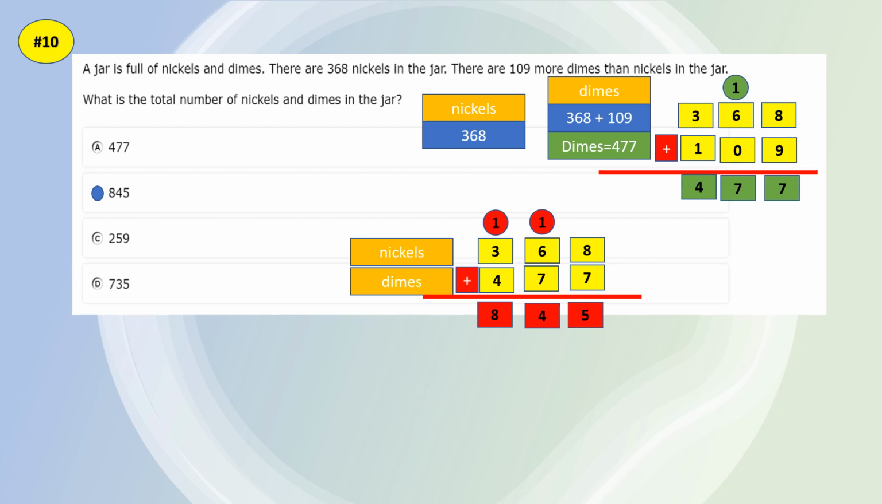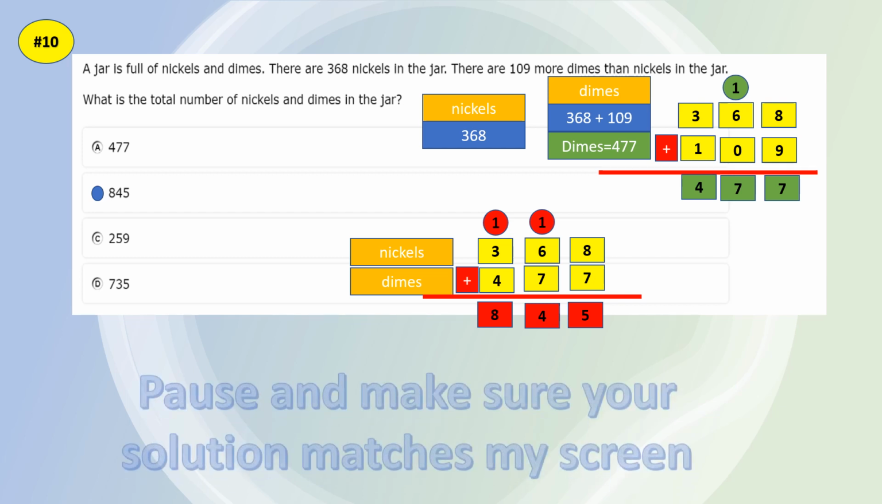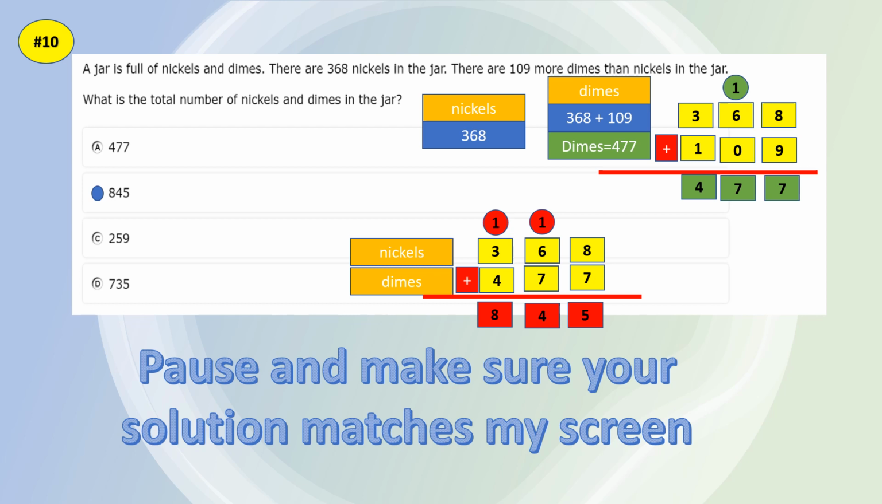Now, again, be careful. Always read the problem or the question at least 3 times. Always. There's always going to be an answer that's waiting there to trick you just in case you're being lazy. Okay? Now, at this point, you might want to pause your video and make sure your solution matches my screen.